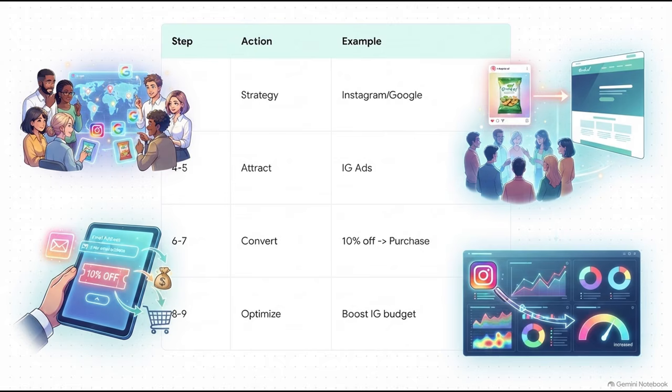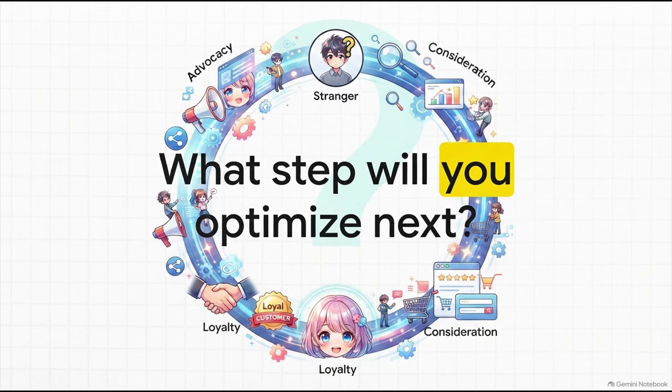Steps 6 and 7, that was the conversion, offering 10% off for an email, which eventually led to that vital first purchase. And finally, steps 8 and 9 were optimized. They tracked their data to boost their successful Instagram budget. Step by step, they moved from a theoretical goal to an optimized, data-driven sales machine. And honestly, that is the real secret here. Digital marketing is a continuous cycle. It's not a one-time event. It takes a total stranger and turns them into a loyal customer, one very deliberate step at a time.